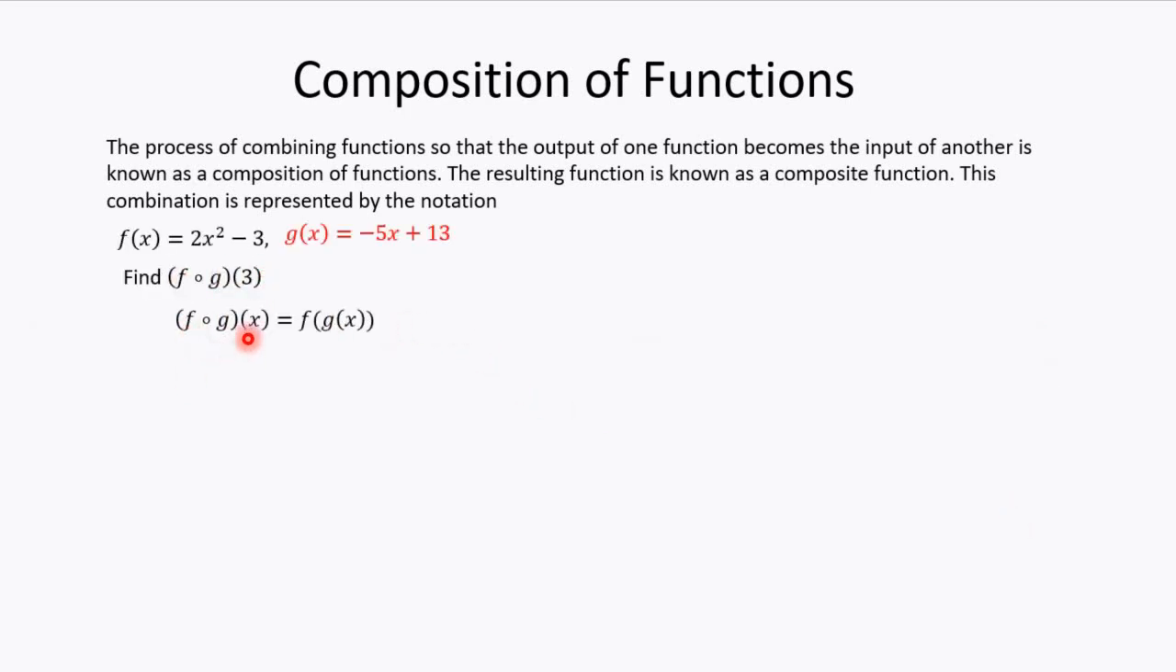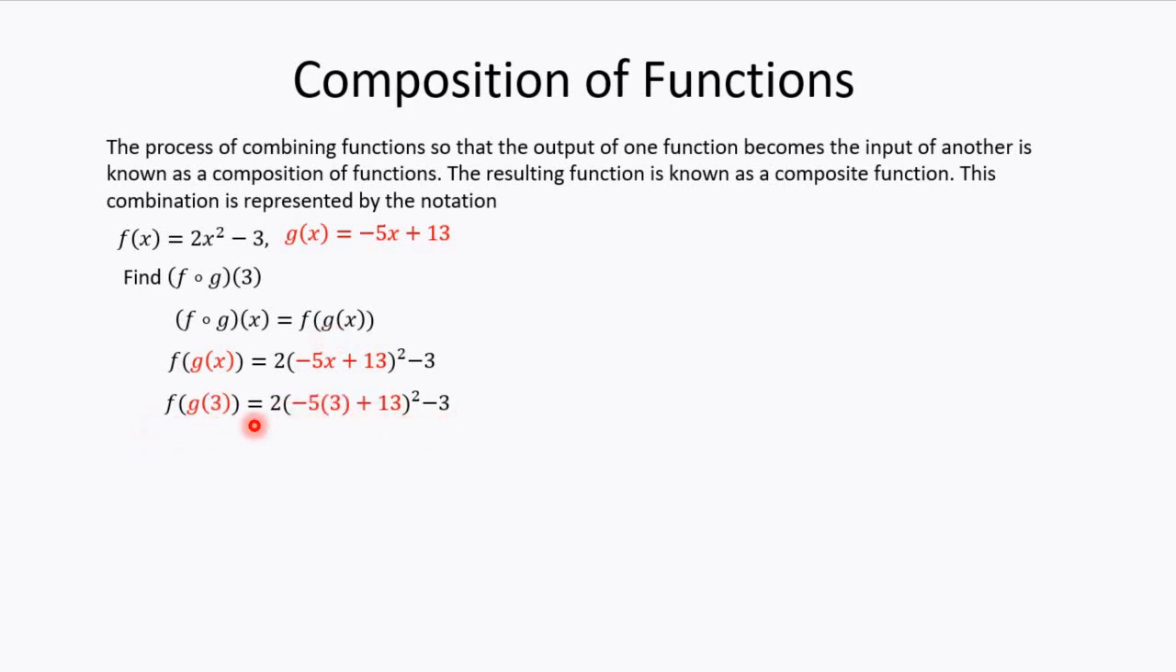The f of g of x is the f of the g of x. We're plugging g of x into f. Here's g of x. I'm just going to replace the x here that's being squared with -5x plus 13. So this expression represents the f of the g of x. To find the f of the g of 3, I just need to replace the x's here with 3. So the f of the g of 3 is this expression.